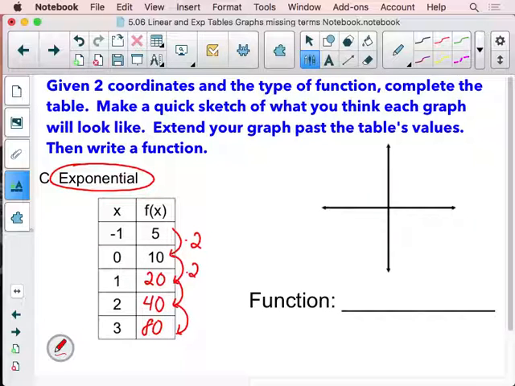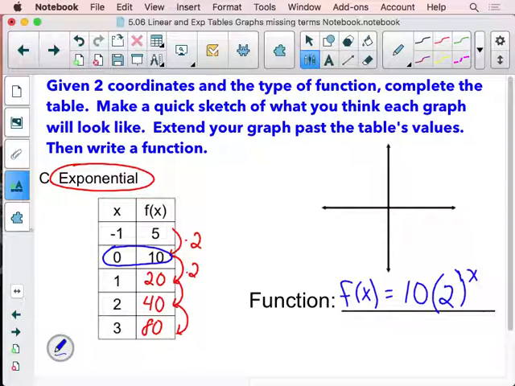Now, where's our starting value? Remember, that's always paired up with the 0. So we've got our starting value, in this case, of 10. So we can write that over here in our function. F of x equals, remember, starting value times the multiplier to a power of x. Now, what are we multiplying by? 2. So we've got our function written there. 10 times 2 to a power of x.